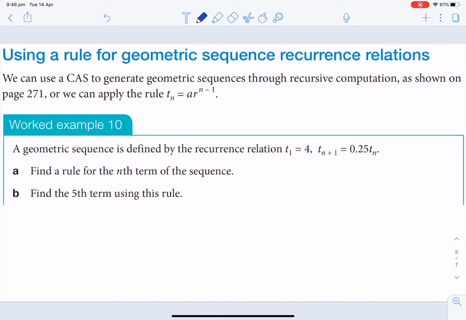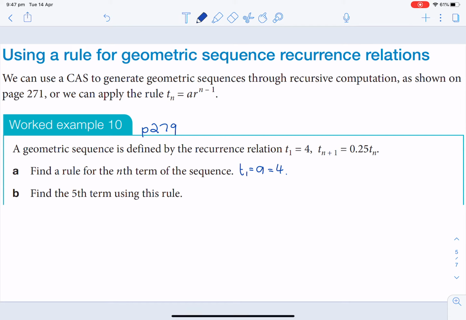All right, worked example 10. We're on page 279 of your text, if anyone's following from the textbook. So, first of all, we need to find the rule for the nth term of the sequence. The first thing I need to do is find my A value. And I know my T1 is equal to my A value, which in this case is 4.